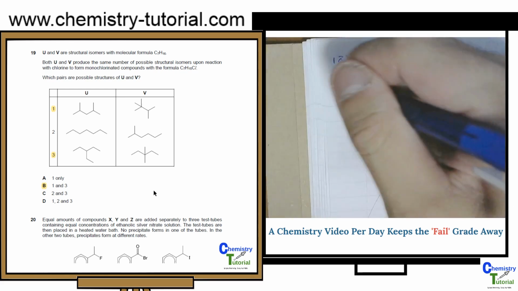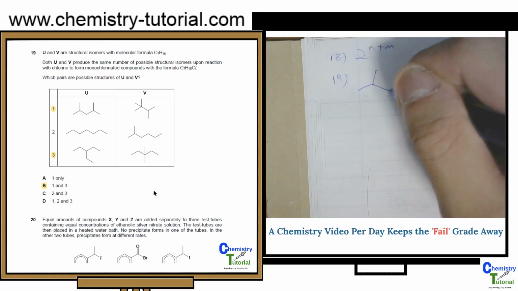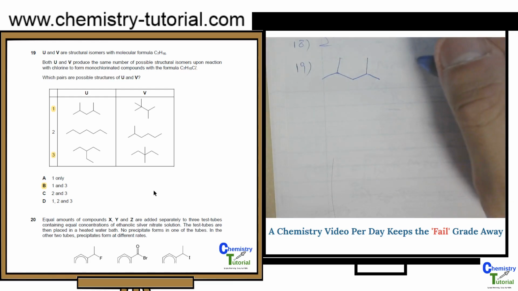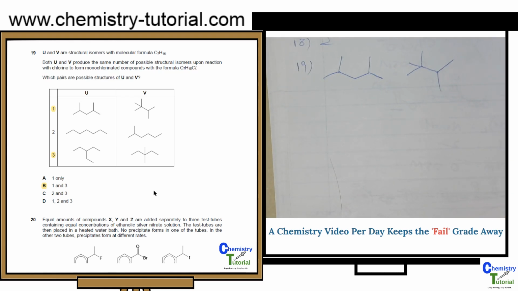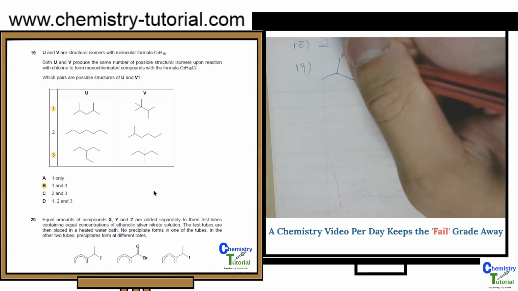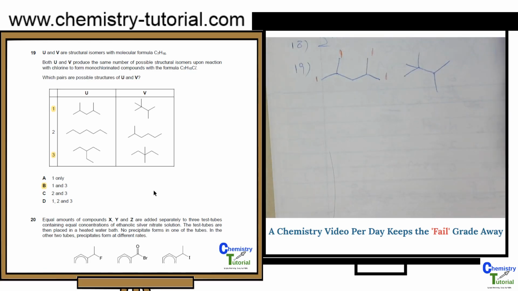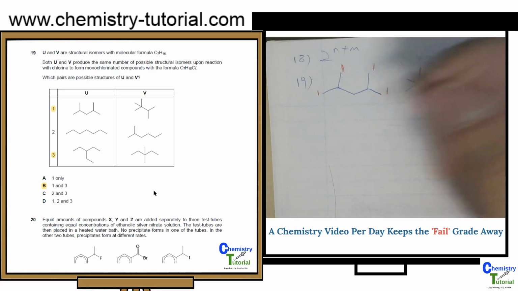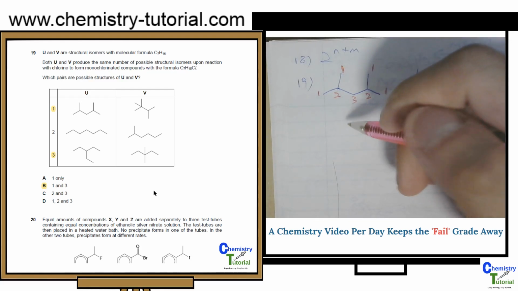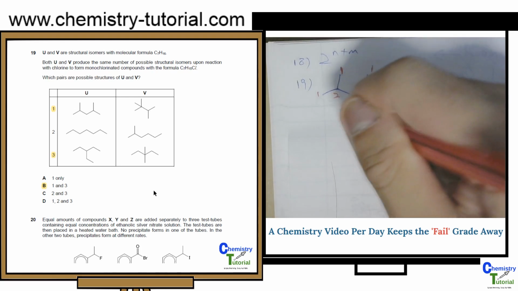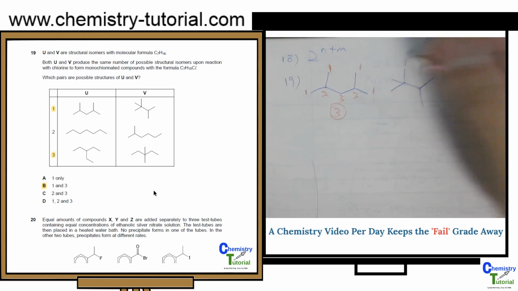Well, let's consider option 1 first. So we need to have a monochlorinated compound. So therefore, you can actually form at this position. You need to take note that this and this are equivalent. The other one is over here, 2 and 2, last one is 3. That means this one can actually form 3 possible monochlorinated compounds. Over here, we have 1.